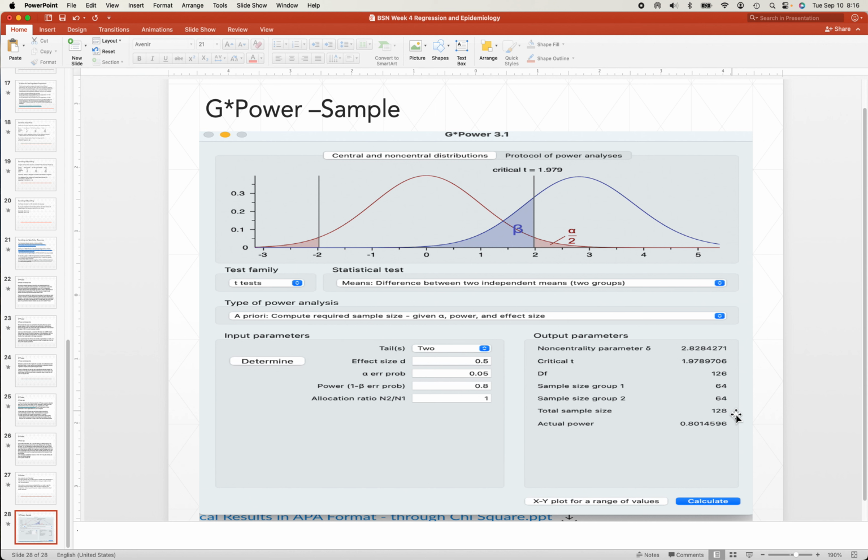I'll come back in another section and go over just how to run a G-Power analysis so you can see that, and how to do the Z-score for two patient populations.